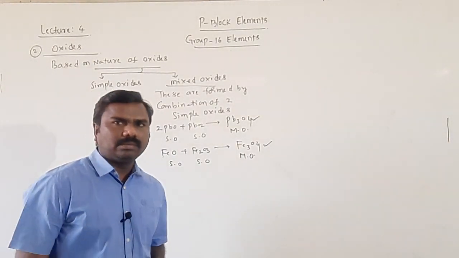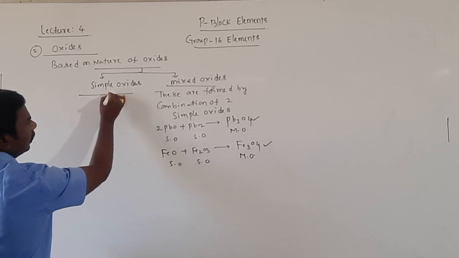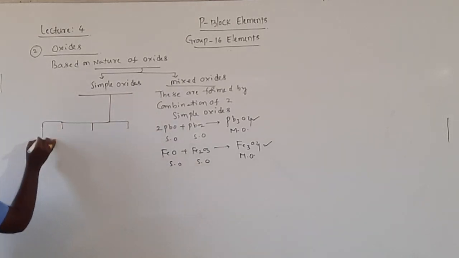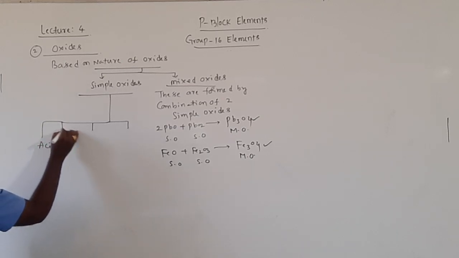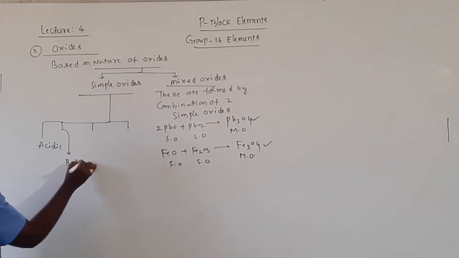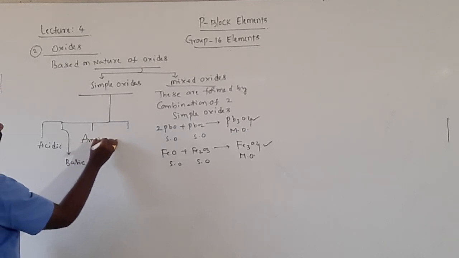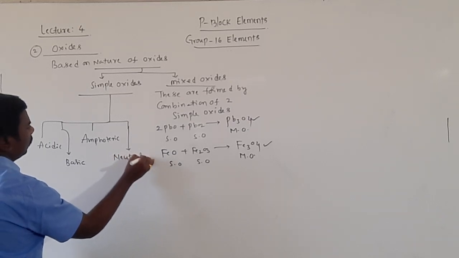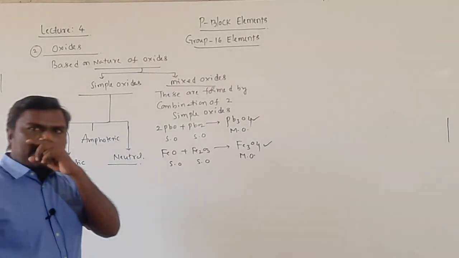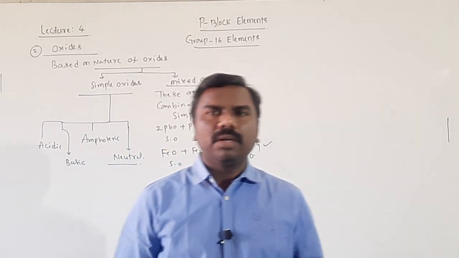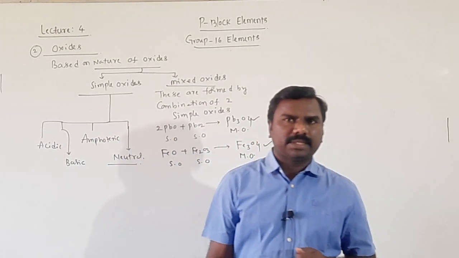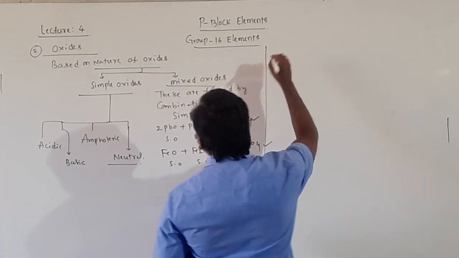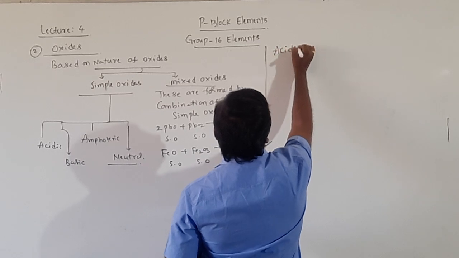Okay, students? Now, simple oxides are classified into four types: acidic oxides, basic oxides, amphoteric oxides, and neutral oxides. We'll discuss one by one. They give simple oxides only. First one is acidic oxide.